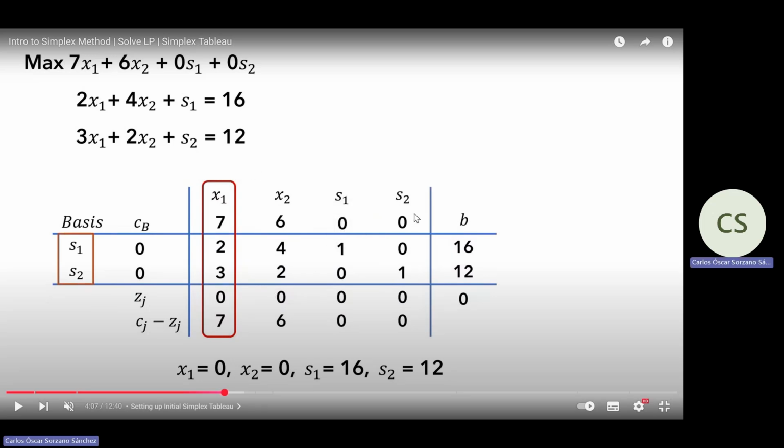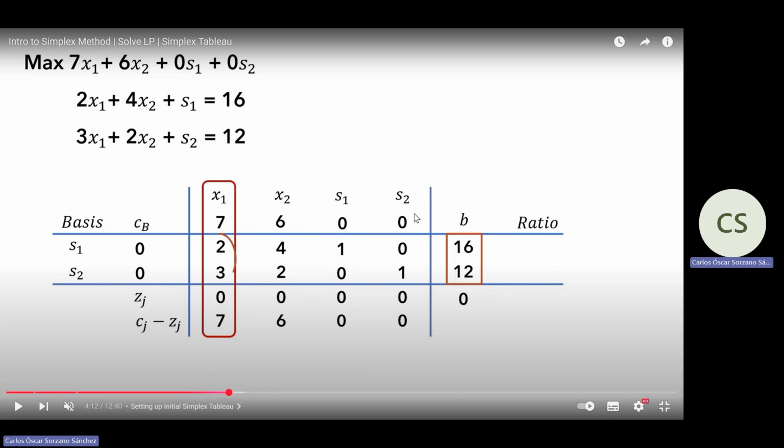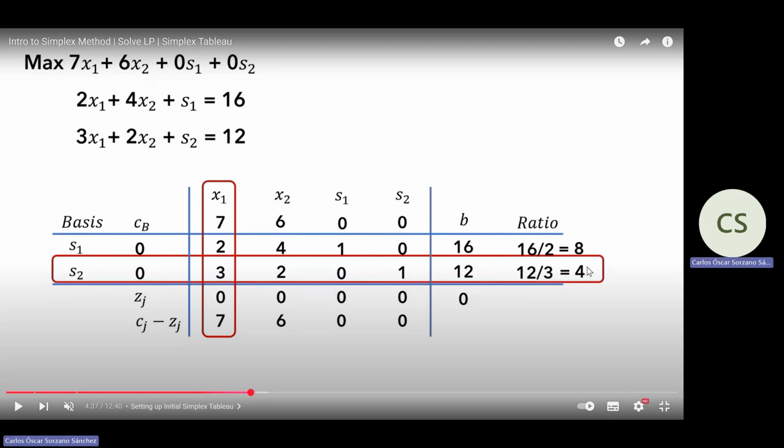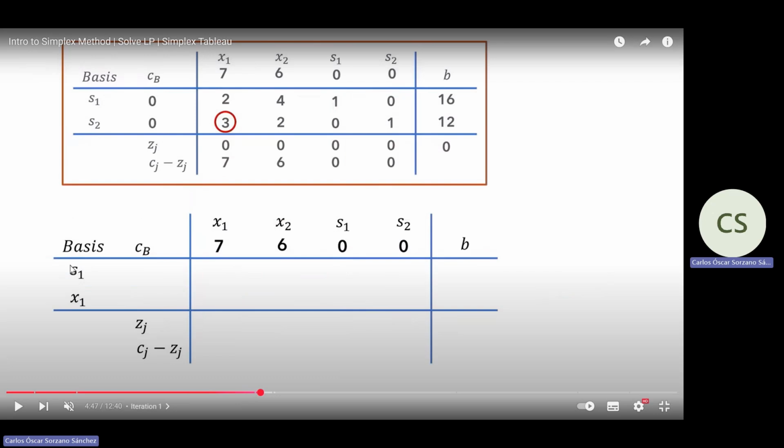So what we have to do is to divide B by this vector. So it is 16 divided by 2, 12 divided by 3. This is 8 and 4, and you have to take the minimum of those. The minimum is this one. So x1 will get into the basis, s2 will get out of the basis. That element is called the pivot.